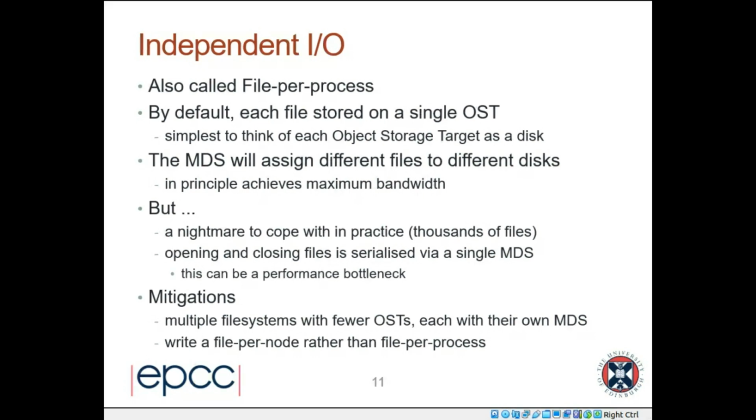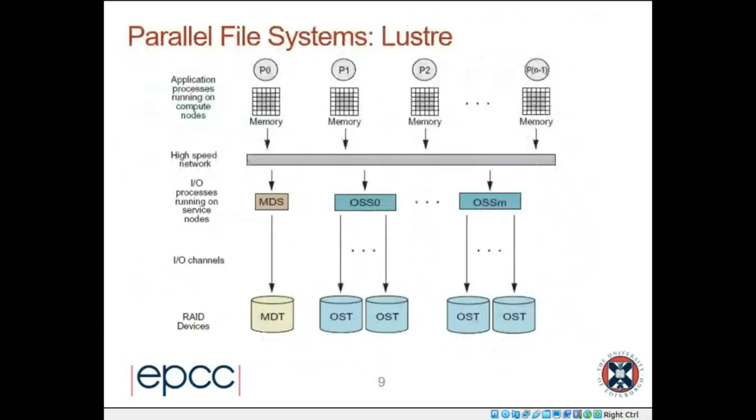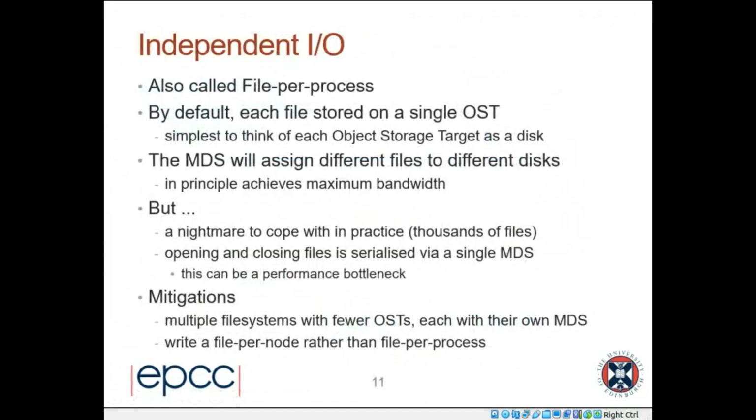So in principle, this achieves really good bandwidth, because you're writing from your program thousands of files, and they're stored in some distributed way across these OSTs. So you're using all the disks at once. That sounds like a really good thing to do. And so in principle, this achieves maximum bandwidth. But there's two problems with this. It's a nightmare to cope with in practice. You run a parallel program, you end up with 1,000 files. That's just a nightmare. So you really want, like your serial program does, to produce one output file.